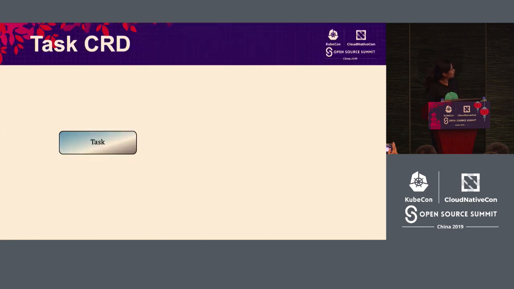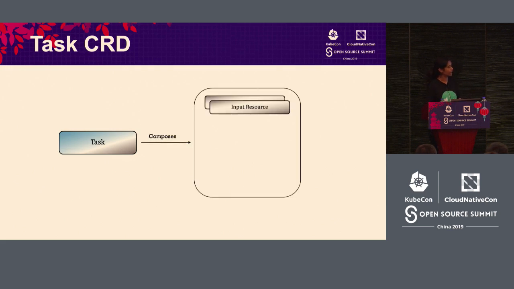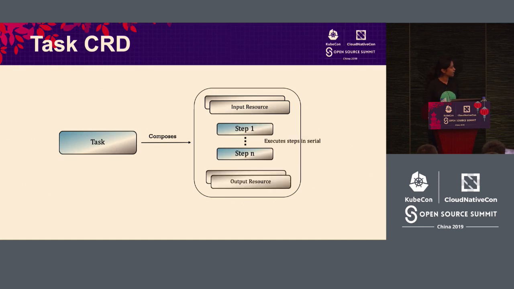All right. Task CRD. This is the next CRD. A task refers to a collection of sequential steps, and each step corresponds to a container definition. And a task can have a series of input resources, a number of output resources, and also a few parameters defined for the task itself. Like I mentioned, it can have a number of input resources, and all these steps are executed serially. And as an artifact or an output, you can have a number of output resources that are produced as a result of the execution of these steps.